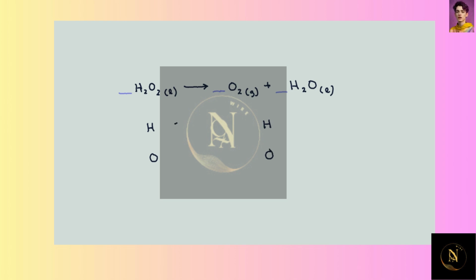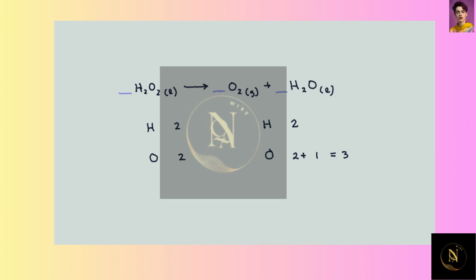On the left, we see that we have 2 hydrogen and 2 oxygen. On the right, we have 2 plus 1 equals 3 oxygen, and we have 2 hydrogen. So the hydrogen's balanced, but the oxygen is not.